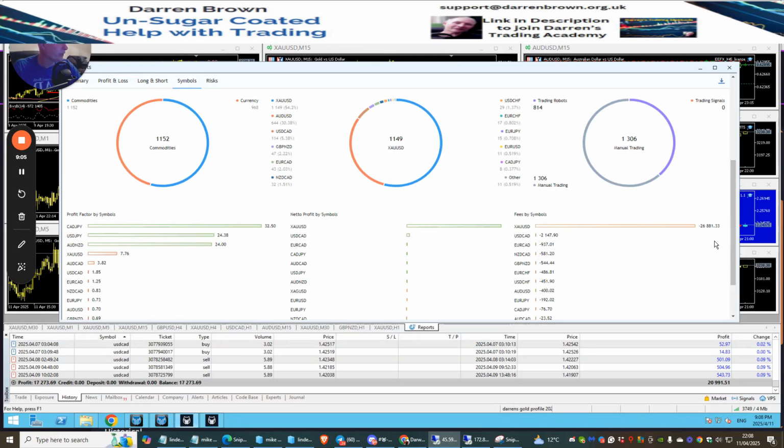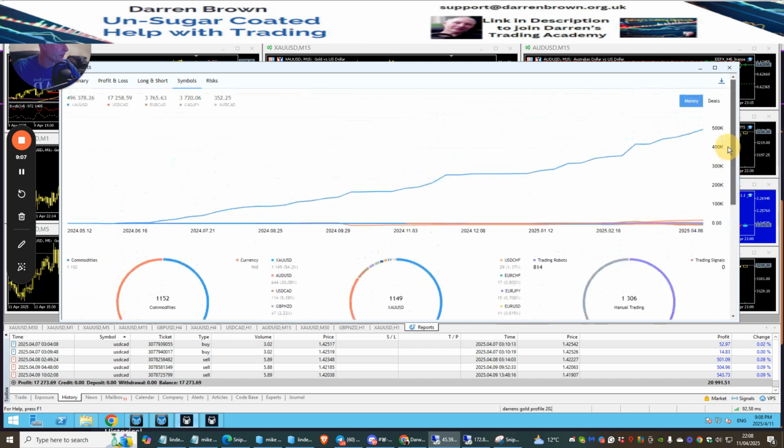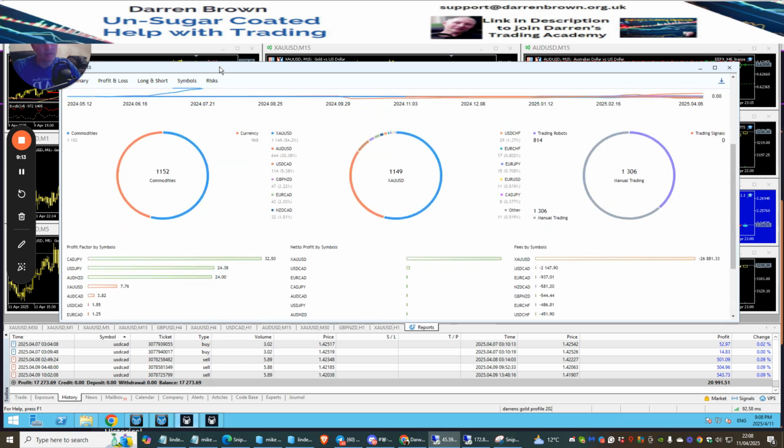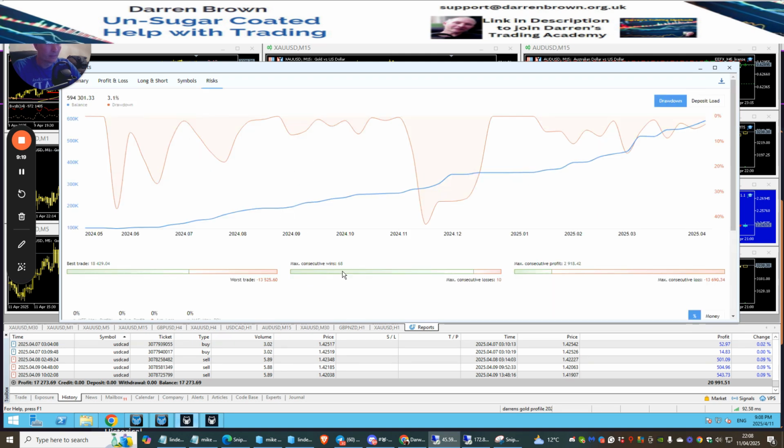What's really good about this is that some people say, well, if I've got a bot that's running, what is my drawdown on that bot? Well, you can actually look at it, because if you go to risk, it's going to give you your best trade, which is this one here, the worst trade, the max consecutive wins, the max consecutive losses, and if we're in drawdown now. This is drawdown.